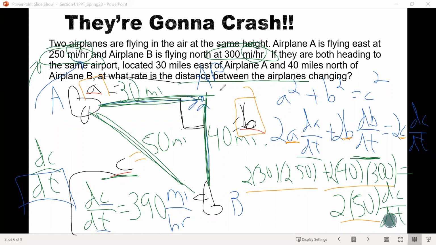So we have that dc dt is 390 miles per hour, which again, in the context of the problem, is telling us that the distance between the airplanes is changing at this particular point at 390 miles per hour. So it is decreasing at a rate that it would go down by 390 miles each hour. Okay? Good times. I'm going to leave it there for now.